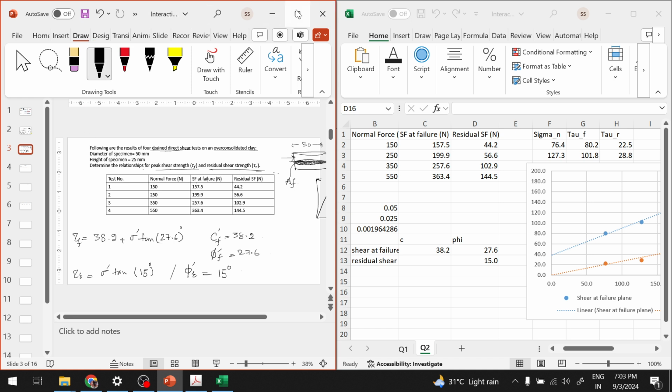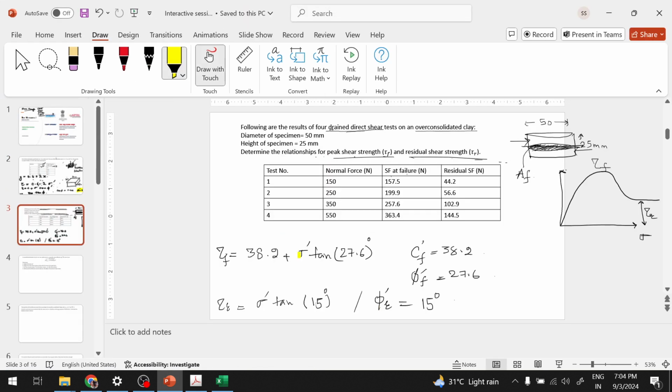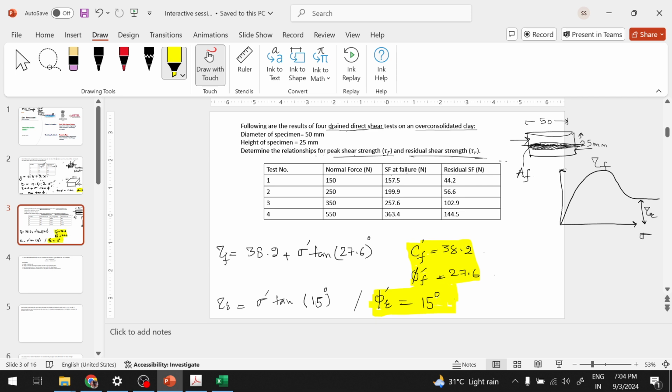So that was about question number 2. Yes, that's about our question number two. Now let's move on to question number three.